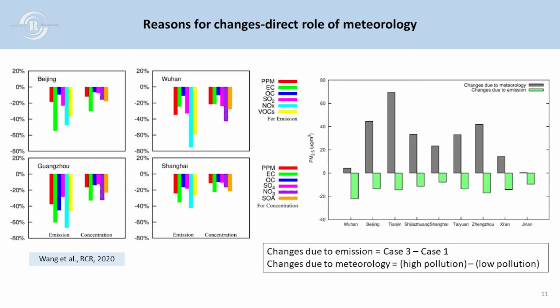Then we can also look at the change of the PM2.5 components. We can see that the ratios of the changes in the concentrations of PM components are much smaller than the changes in the emissions.